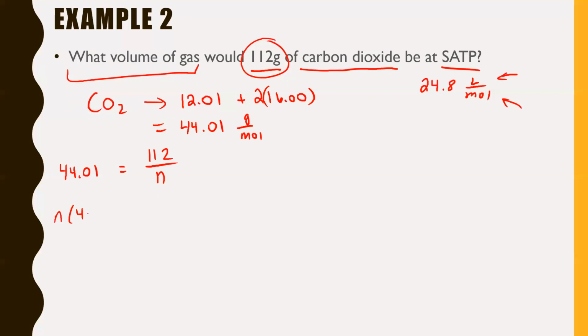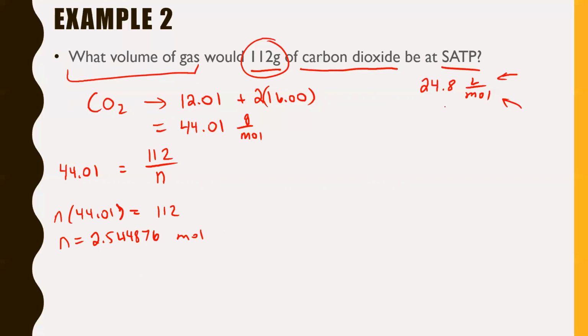So N times 44.01 equals 112, and then divide by 44.01, and you're going to find that N is equal to 2.544876, and then some more stuff, moles. The reason I didn't round this is because we're not done yet. We should keep as many decimal places as reasonably possible so that we're not rounding until the very end here. Anyway, so we know our number of moles now.